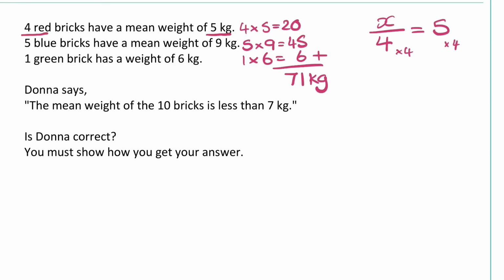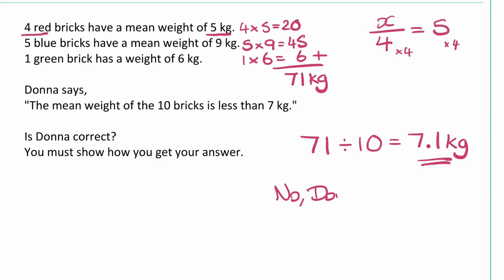It says here, Donna says, the mean weight of the 10 bricks is less than 7. Well, to work out the mean of the 10 bricks, we would get the total weight, 71, divided by how many bricks there are, which is nice because it's 10. And that means our mean is 7.1 kilograms. So that mean is actually greater than 7, and Donna said it's less than 7. So is Donna correct? We just say no, Donna is not correct.